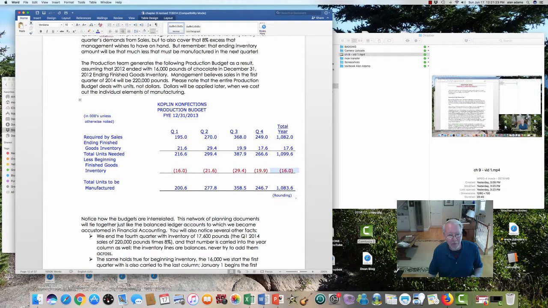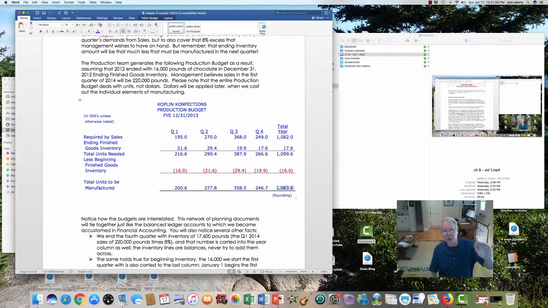Total units to be manufactured, therefore, I need 216,600. I've already got 16,000 of them from my beginning inventory. So in the first quarter, I only have to make 200,600 pounds of chocolate. For the whole year, my manufacturing person is going to need to know these numbers. These will represent her goal, that she's going to make 1,083,600 pounds of chocolate. That's how a production budget works.